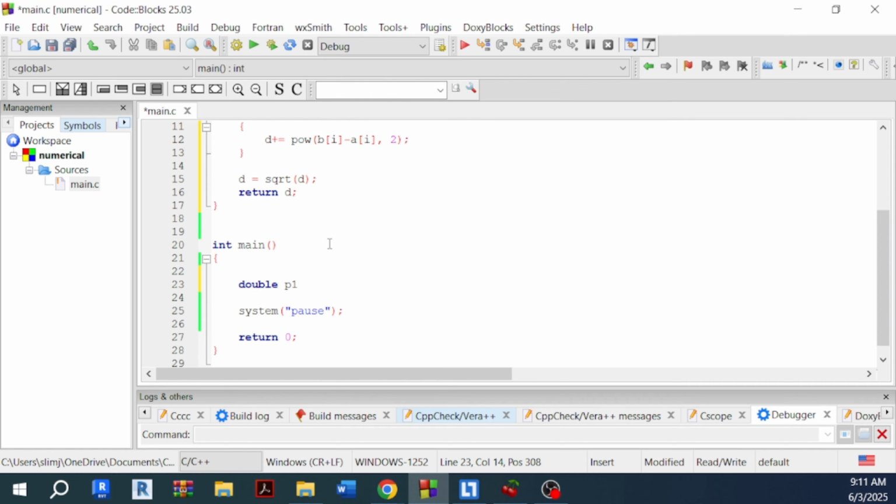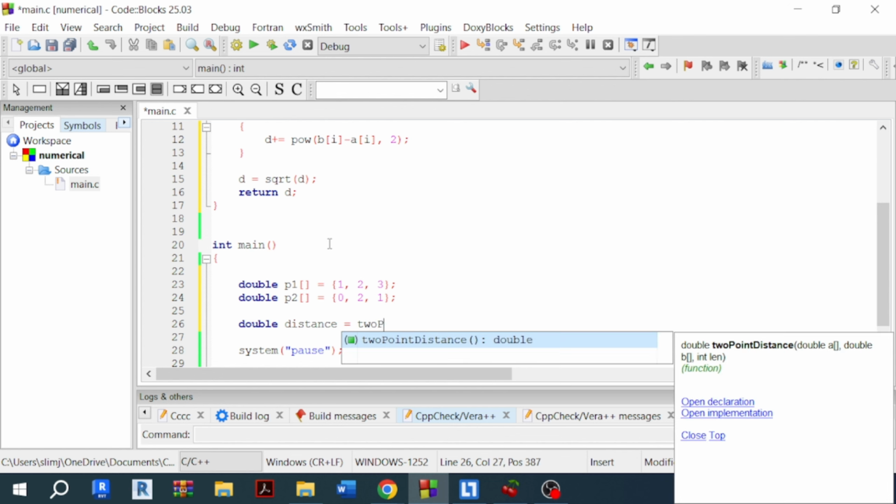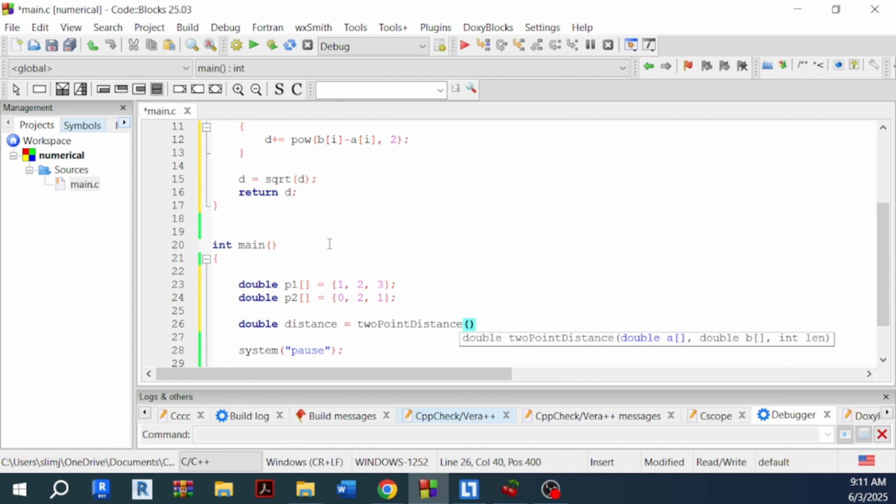Let's go to main. I will declare 2 points. Points and vectors are interchangeable in this context. So double p1, that's the first point, is equal to 1, 2, and 3. Double p2 equals 0, 2, 1. Then the distance, double distance, is equal to two-point distance, which is the function we just declared. The first point is p1, second point p2, and the length in this case is 3.